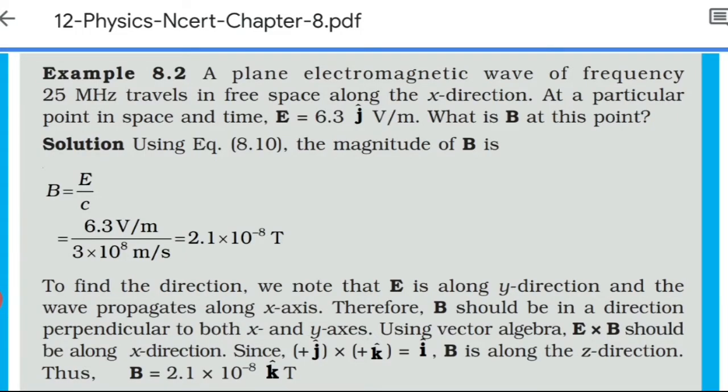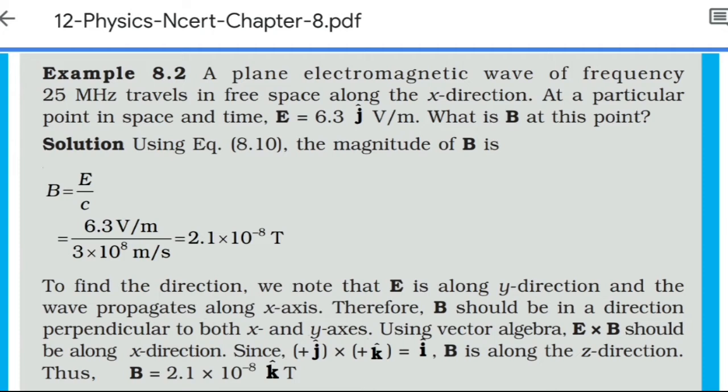Example 8.2. A plane electromagnetic wave of frequency 25 megahertz travels in free space along the x direction. At a particular point in space and time, E is equal to 6.3 j volt per meter. What is B at this point?